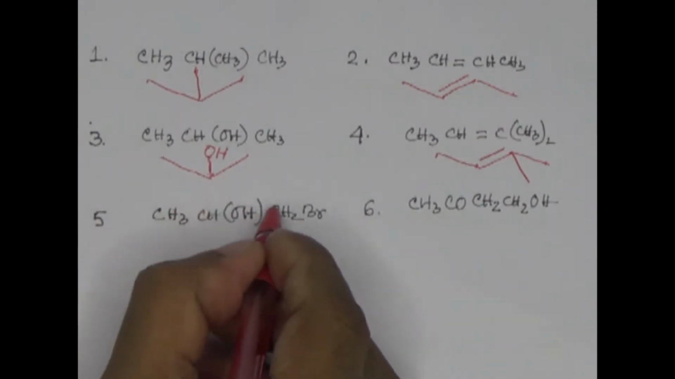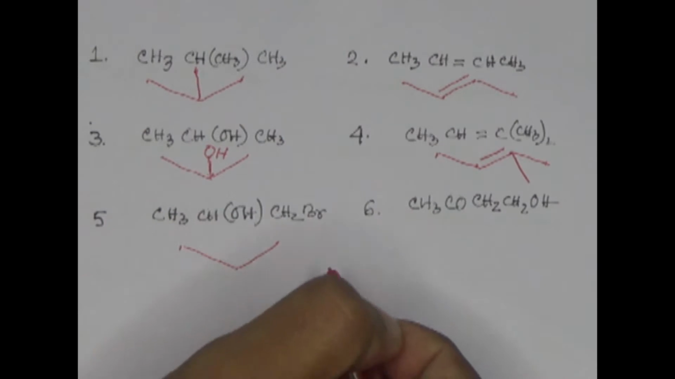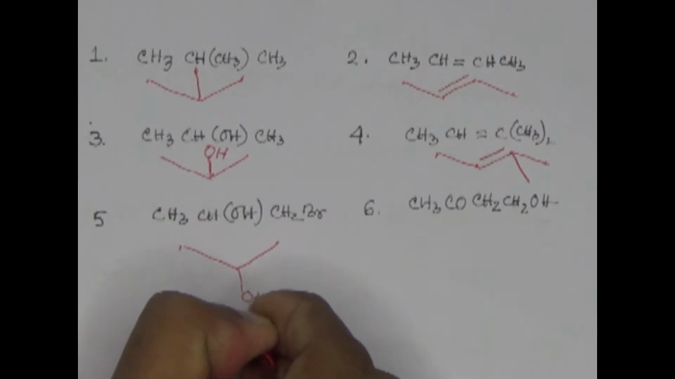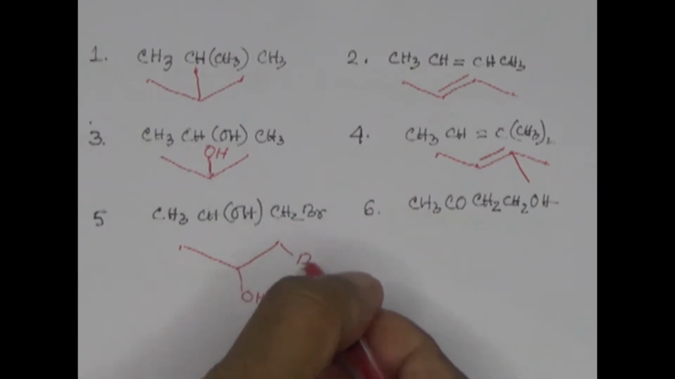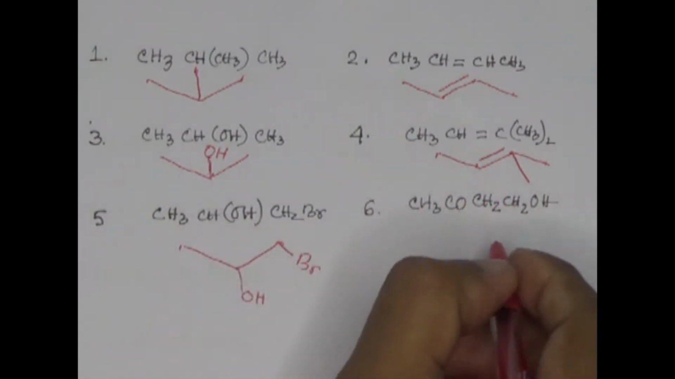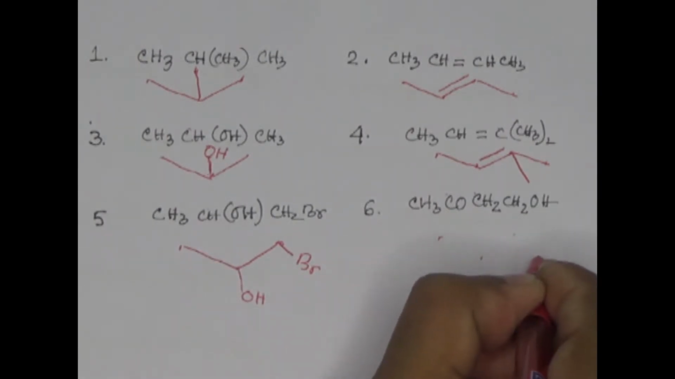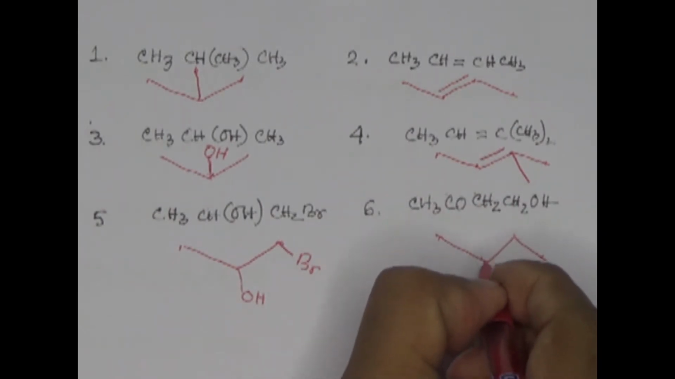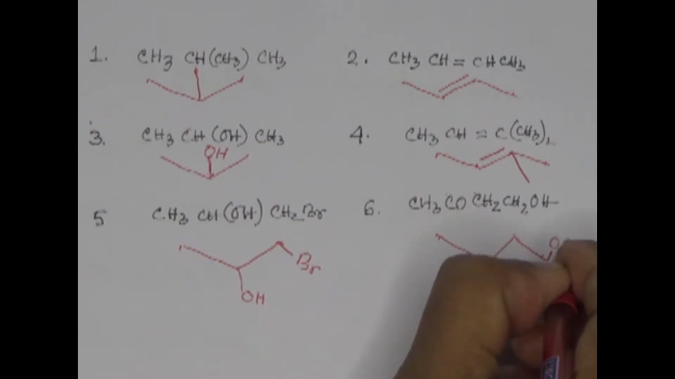Number 5 has 3 carbons, and there is a functional group here at position 2. Position 1 is bromine. Bromine is present here because this is the branch, and it is not CH. And the other one has 4 carbons, 1, 2, 3, and 4, but at position 2 there is a ketone functional group, and at position 1 an alcohol functional group.